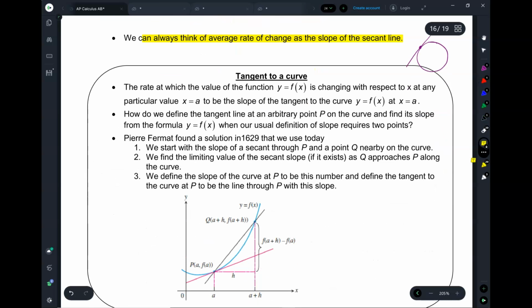So take a look here. The rate at which something is changing at a particular value is the slope of the tangent line. Okay? So slope of the secant line, average rate of change. At a specific time, your speed, that's the slope of the tangent line. Okay?